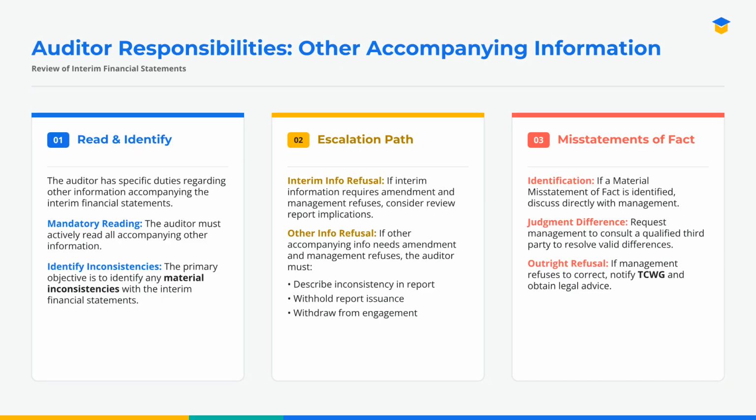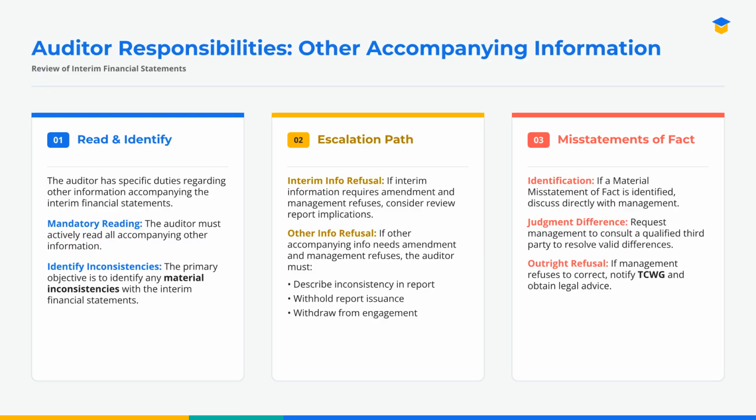Slide 6 outlines responsibilities for other accompanying information. First, the auditor has specific duties to actively read all accompanying other information to identify any material inconsistencies with the interim financial statements. Second, look at the escalation path. If the interim information requires amendment and management refuses, consider the review report implications. If the other accompanying info needs amendment and management refuses, the auditor must describe the inconsistency in the report, withhold report issuance, or withdraw from the engagement.